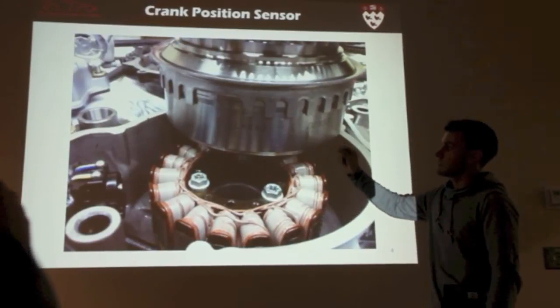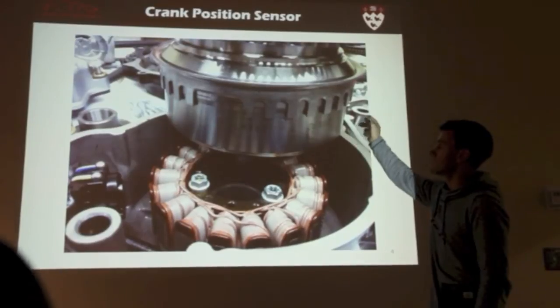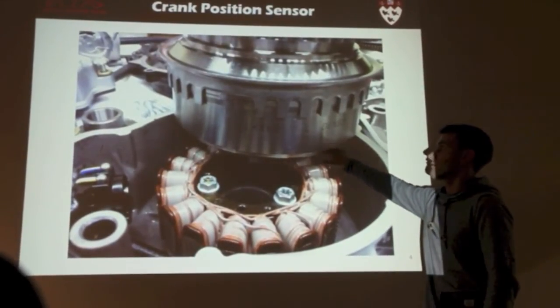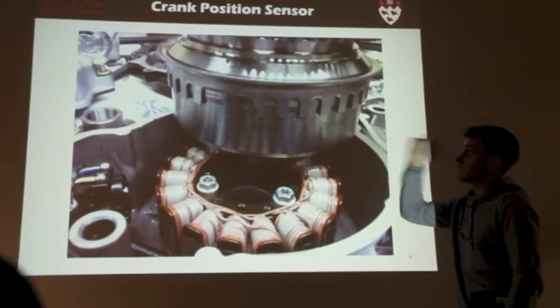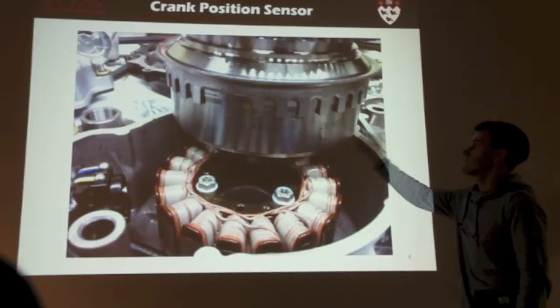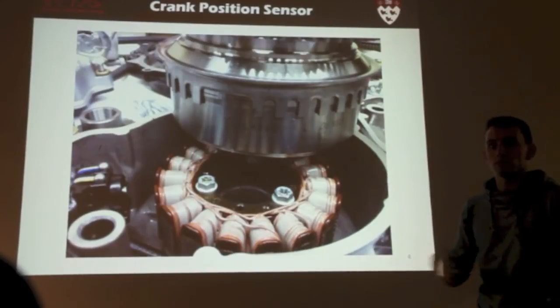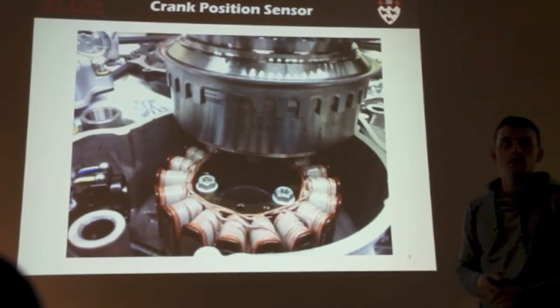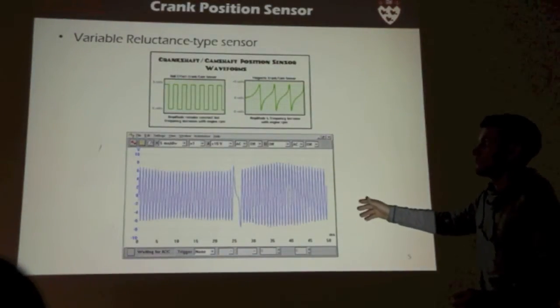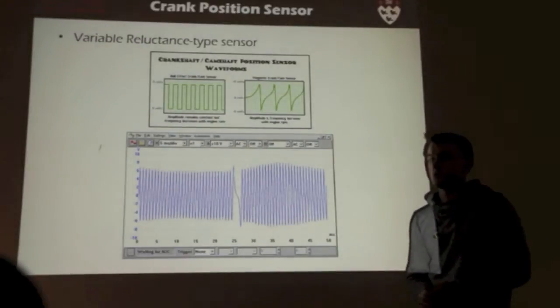What it does is you've got all these teeth along the circumference of the flywheel here, and then you've got that gap of the missing teeth. This setup is called the 36-2: there are 36 teeth, with 2 missing. This is the waveform that we get. The sensor type is called a variable reluctance sensor.